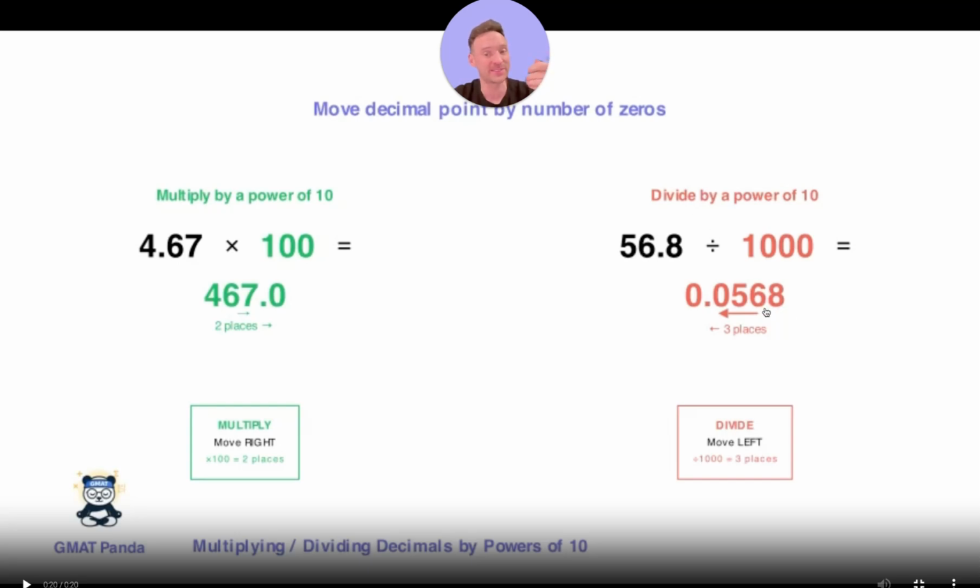Now, it starts here between the 6 and the 8. 1 step would be here, 2 steps would be here, but then at this point, we're already at the end of the number. So we have to add another 0 before we put the dot here. And we end up with 0.0568.